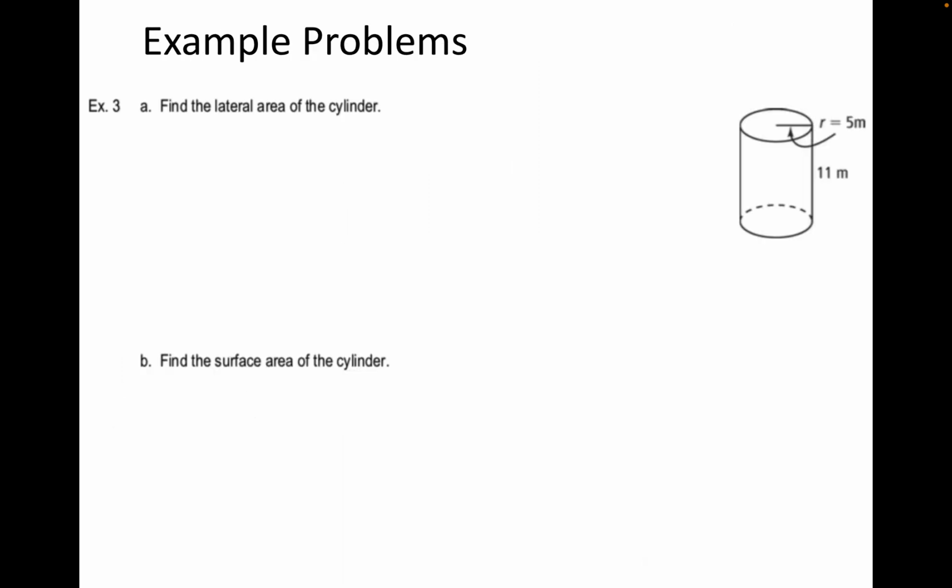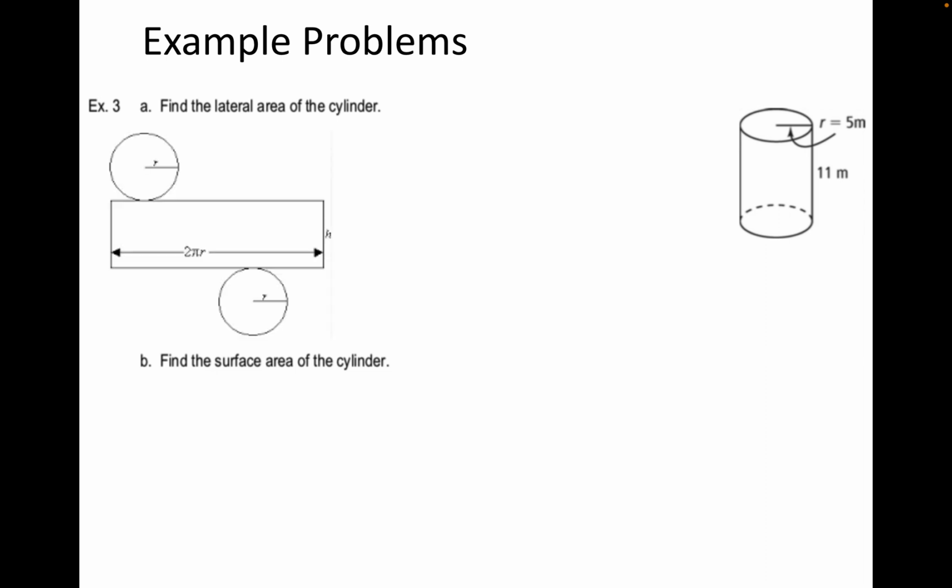All right, now that you know that, let's do these 2 example problems. The first one, problem 3, is asking us to find the lateral area and then the surface area of this cylinder. So push pause and try this example problem on your own and then come back and see how you did.